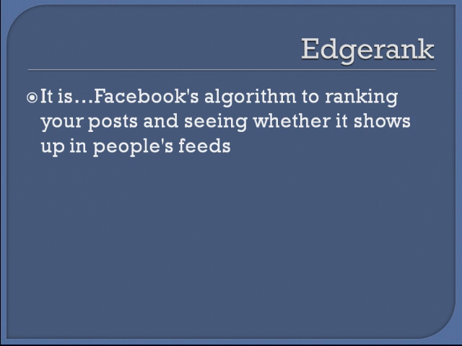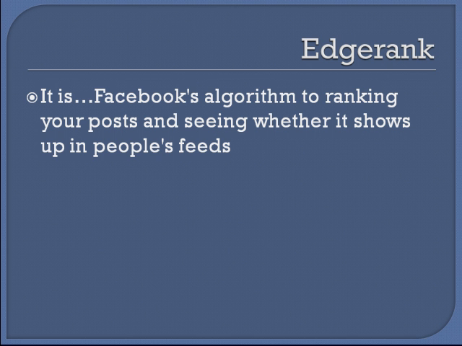EdgeRank, like I said, is the algorithm for ranking your posts and seeing whether they show up in people's feeds. EdgeRank is sort of similar to Google's algorithm in terms of ranking search engine websites and things like that. Facebook's algorithm in this case is EdgeRank. No one really knows exactly what EdgeRank entails, but you know what Facebook's goal is, which is to provide a good, quality experience.